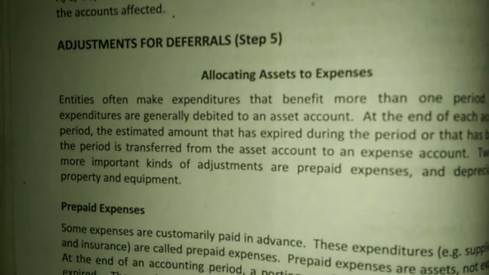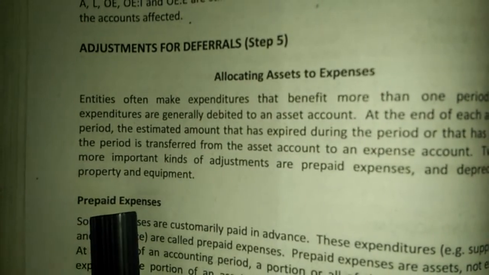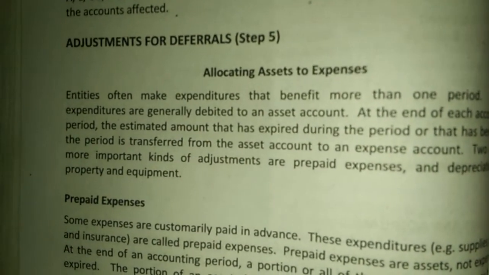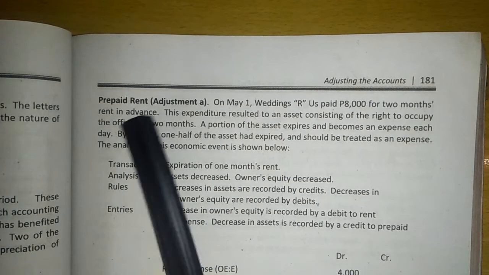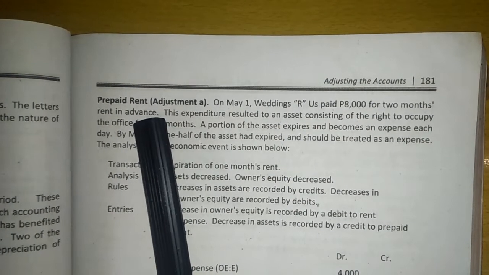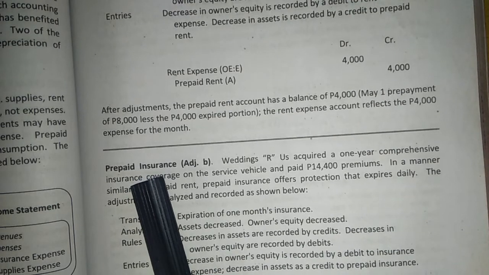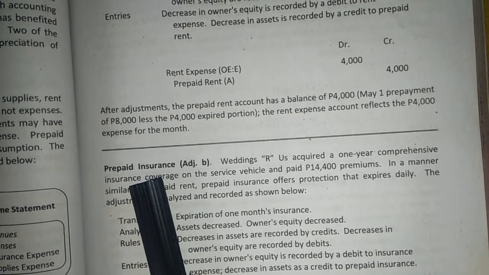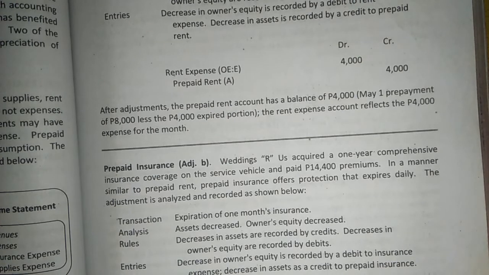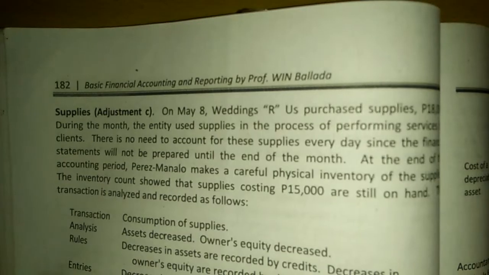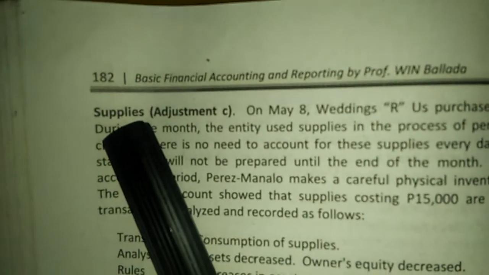Adjustment for deferrals. Prepaid expenses. Prepaid rent. Prepaid insurance. Payment made by the company in advance. Supplies.